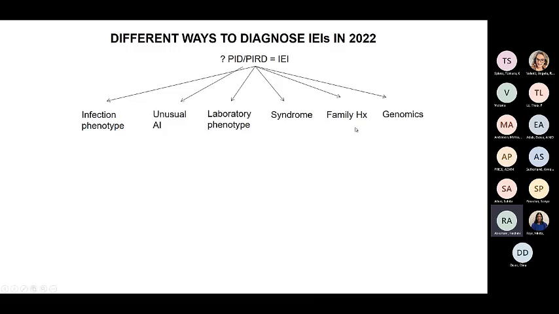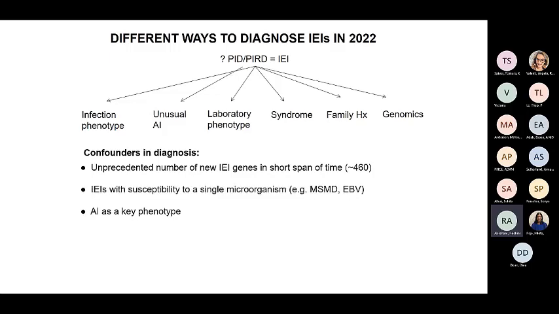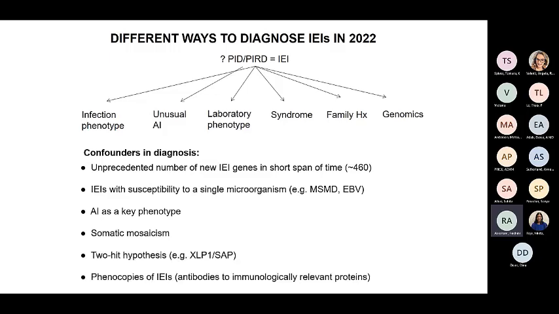Some patients are picked up by family history, and others, of course, in this genomic era, are picked up by straightforward genomic analysis, even before sometimes a differential diagnosis is formulated, which I don't think is the best way to go about things, but it happens nonetheless. Well, so this 460, I forgot to update, it should be now 485 plus.